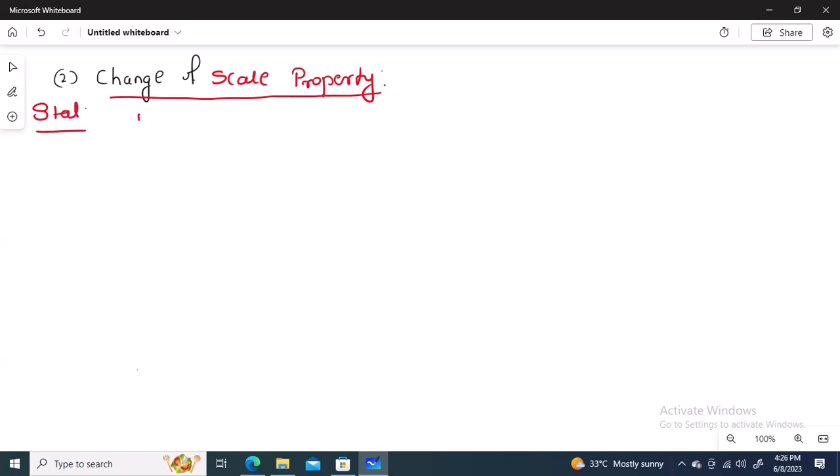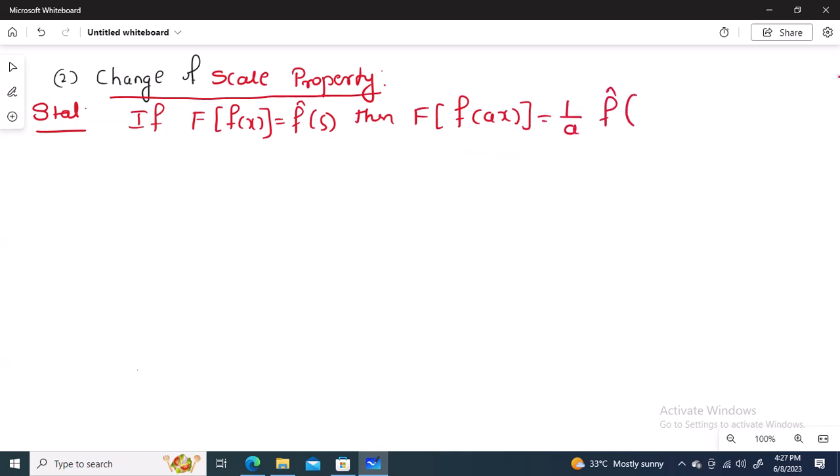If the Fourier transform of f of x is f cap of u, then the Fourier transform of f of ax equals 1 by a times f cap of u by a. So this is the change of scale property in Fourier transform. So we have to prove this. Our proof is also very simple.